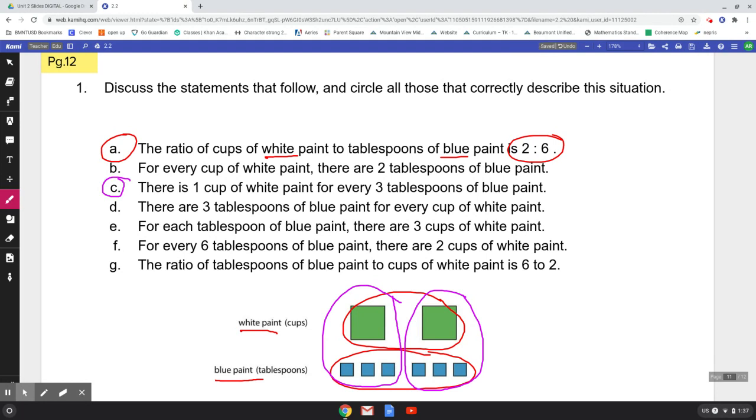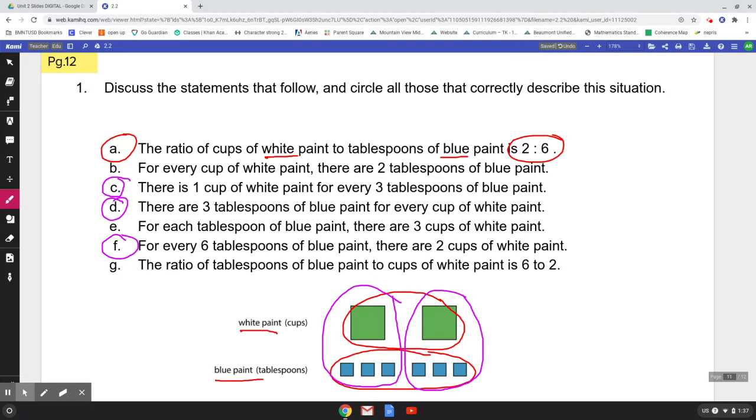Letter D: there are 3 tablespoons of blue paint for every 1 cup of white paint. And that is correct, right? Based on the purple that I just circled at the bottom. Now E says, for every tablespoon of blue, there are 3 cups of white. And that is not correct. F says, for every 6 tablespoons of blue, there are 2 cups of white. That is correct. That matches A.